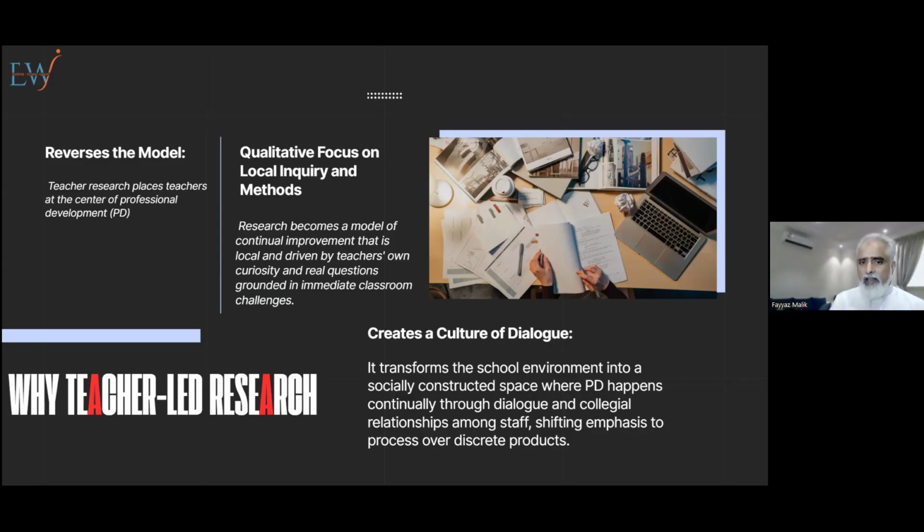And then creating a culture of dialogue. So transforming the school environment into a socially constructed space where professional development and research happens continually through dialogue and through collegial relationships among staff, that can happen only and only through teachers, when many teachers take the research role.